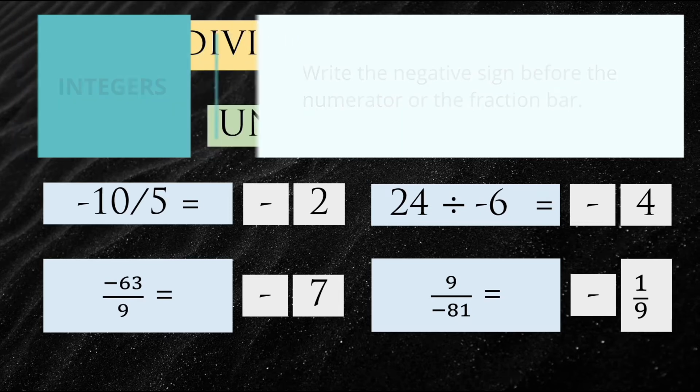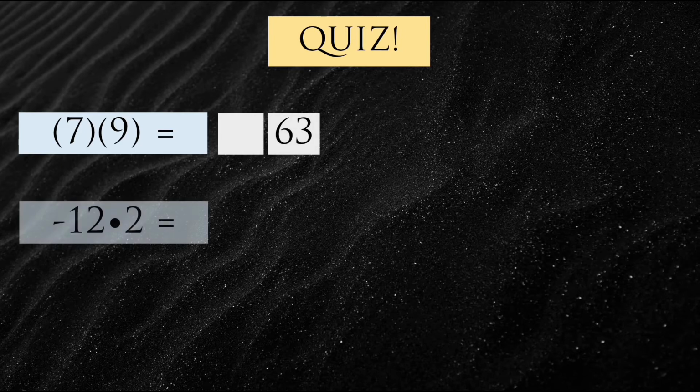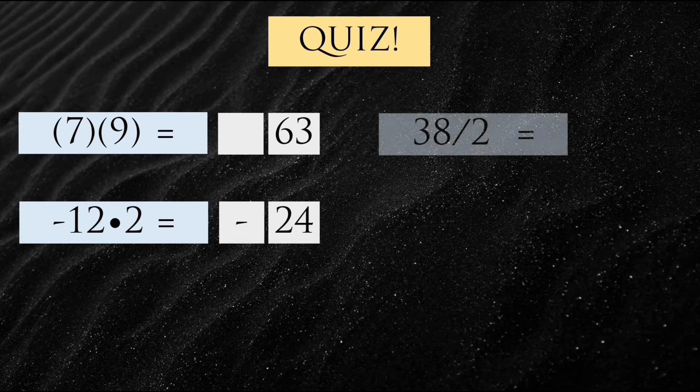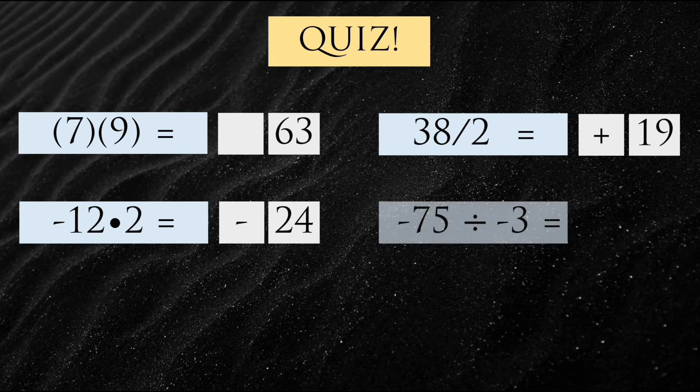Okay, so let's go to the quiz part. We have 7 times 9. Positive times positive, positive 63. Next, we have negative 12 times 2, negative times positive, negative. So the answer is negative 24. And then we have 38 divided by 2. Positive divided by positive is positive, so we have positive 19. You don't have to write the sign. And then we have negative 75 divided by negative 3. Negative divided by negative is positive, so we have positive 25.